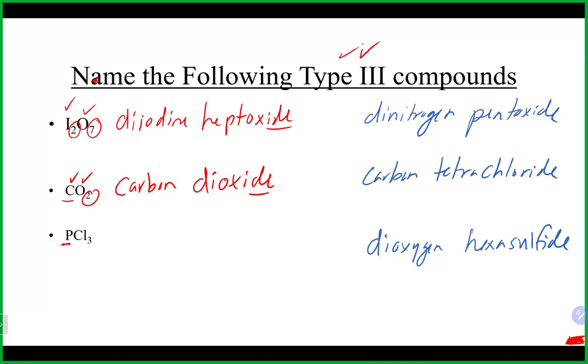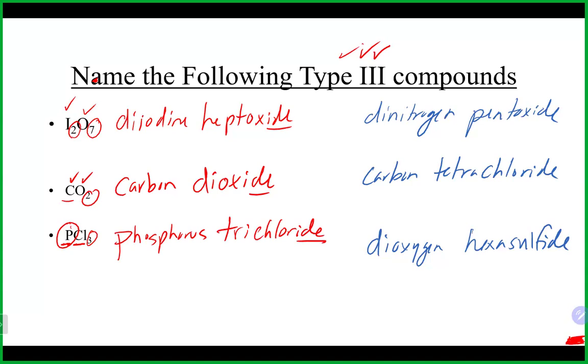Same thing here, phosphorus nonmetal, chlorine nonmetal, which tells us type 3. We have 1 phosphorus, not going to use mono again, so phosphorus. And we got 3 there, Cl, so prefix for 3 is tri. And again, our chlorine becomes just like normal chloride at this point. Any questions on any of those names?